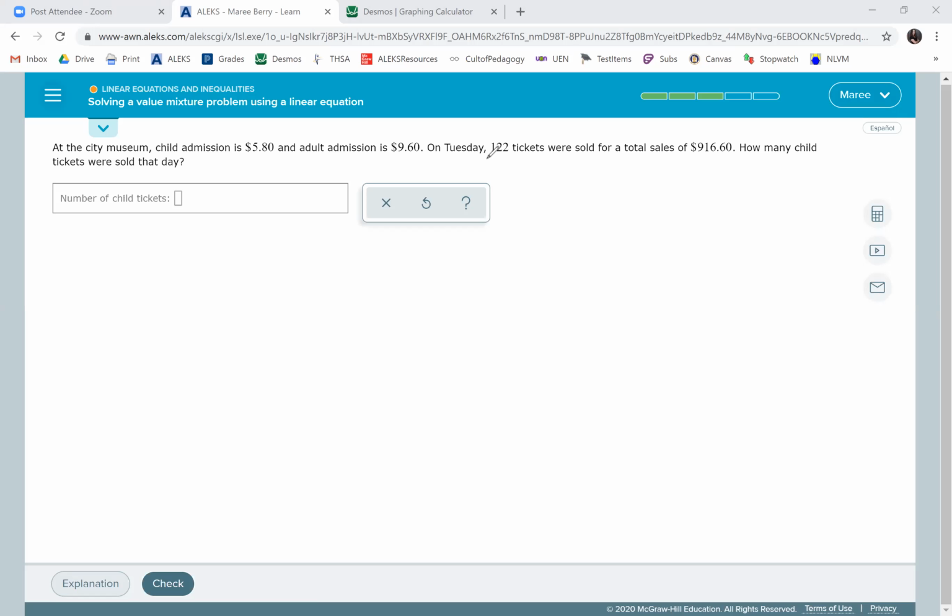Okay, so 122 tickets total. Child tickets we'll call X. An adult, okay, here's one where they gave us the total, so we're going to do 122 minus X. So this is going to be different than the other two, so I'm glad we did this one. So it's $5.80 per child, and then $9.60 for as many adults as they sold, and that's going to give us the total cost.